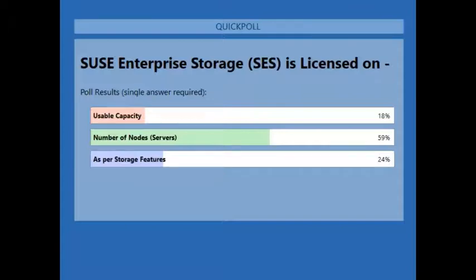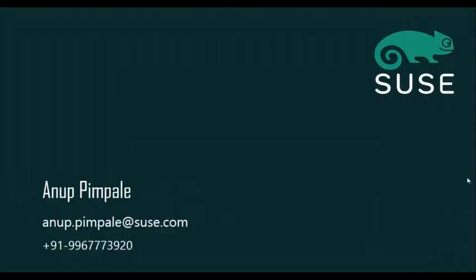For usable capacity, 18% have voted. That is not the right answer. We do not measure usable capacity. And 24% have voted for storage licensed as per features. Sorry, we do not do that. Enterprise storage companies are doing that and they are happy to continue with it. SUSE Enterprise Storage is an unlimited feature, unlimited capacity, node-based license. So thank you for answering those.